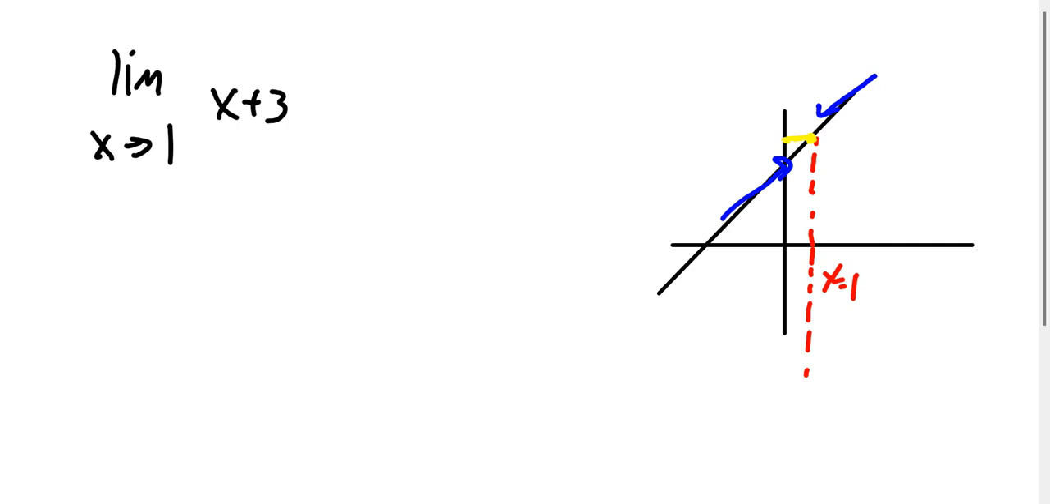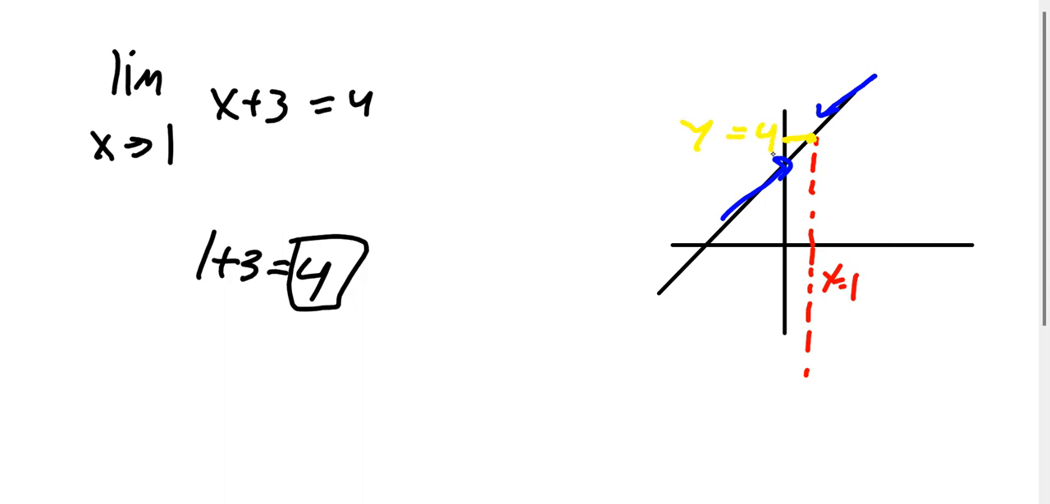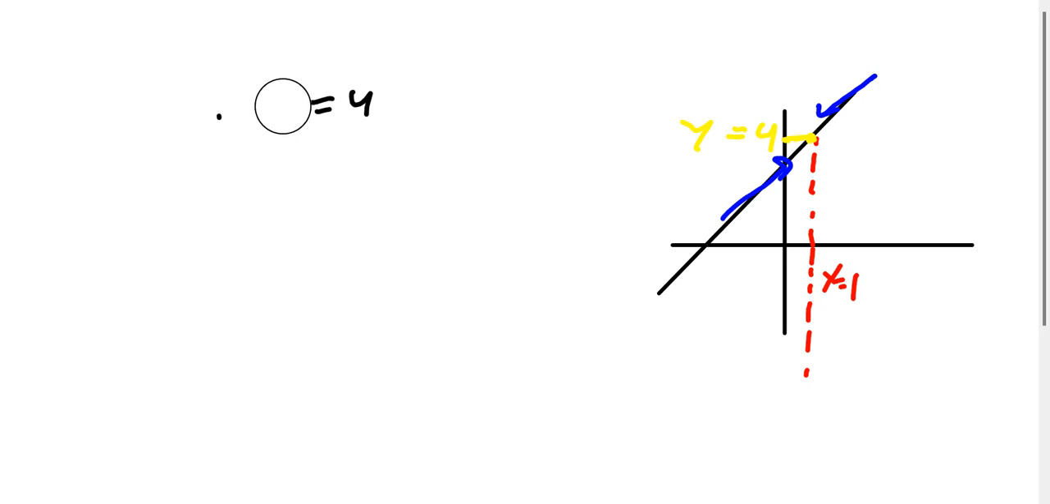In this case, all you have to do is do some direct substitution. All you have to do is just plug in 1 for x plus 3. So in this case, we know that 1 plus 3 equals 4. So that means that this limit is 4. So that means this is y equals 4 right here. So essentially, from both sides, as x approaches 1, this function is going to reach 4.